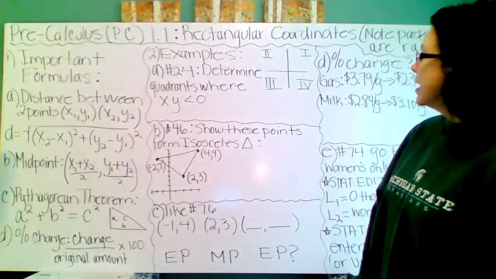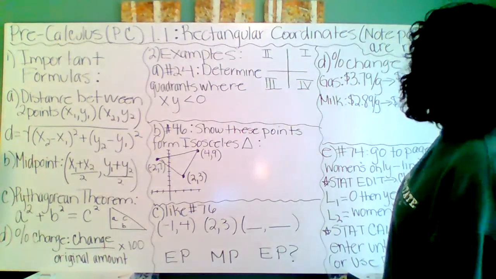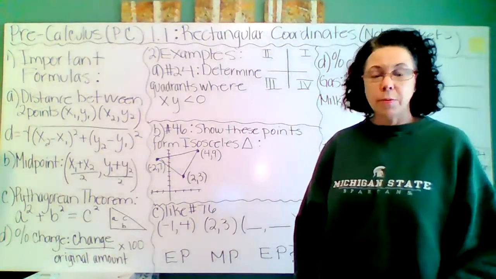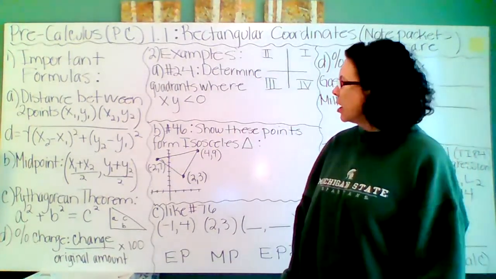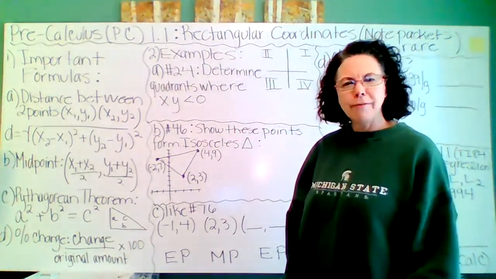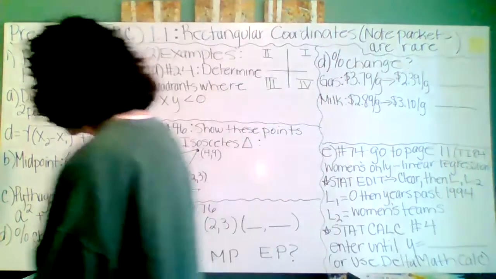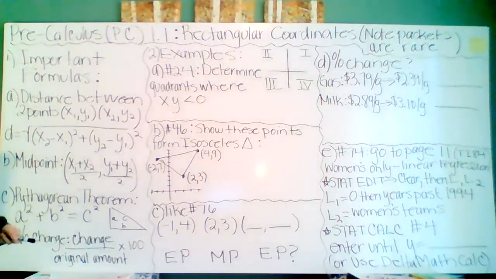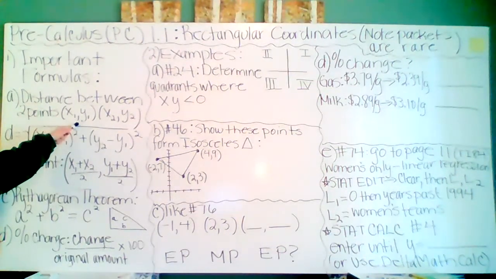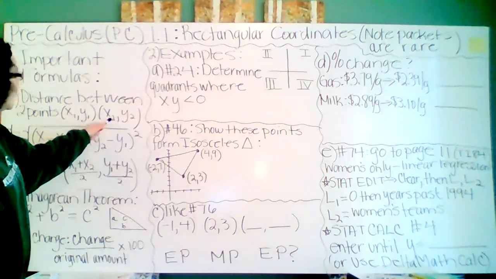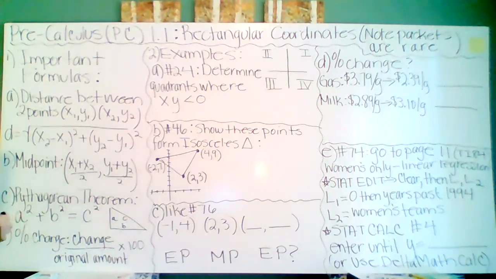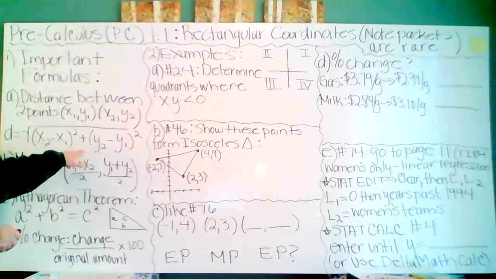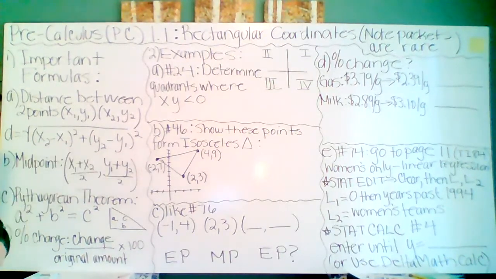So let's take a look. Rectangular coordinates. Here's some important formulas that you need. And we may talk about them more in class, like where do they come from and why. Okay, so some important formulas would be the distance formula, which you already know from geometry, right? And the distance between 2 points, if you have a first point x1, y1, and a second point x2, y2, would be the square root of x2 minus x1 squared plus y2 minus y1 squared.